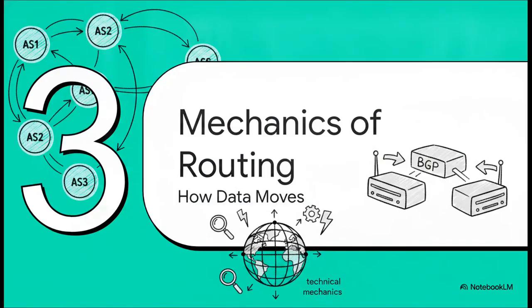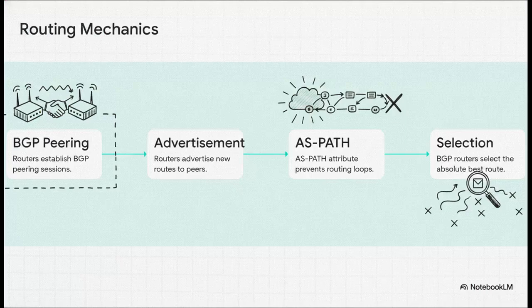Okay, let's dive into this. Section 3, the mechanics of routing. Let's walk through the actual step-by-step journey of a data packet here. Step 1 is BGP peering. This is where routers sitting right at the edges of different autonomous systems establish direct TCP sessions with each other. It's basically a digital handshake across administrative borders. Then, step 2, route advertisement. Once an edge router learns a new internal route, it essentially shouts it out, advertising those paths to its BGP peers all over the globe. Step 3 is all about keeping things from breaking, using something called the AS path attribute for loop prevention. And finally, step 4 is route selection, where these routers make incredibly fast, highly calculated decisions to pick the absolute best trajectory for your data.